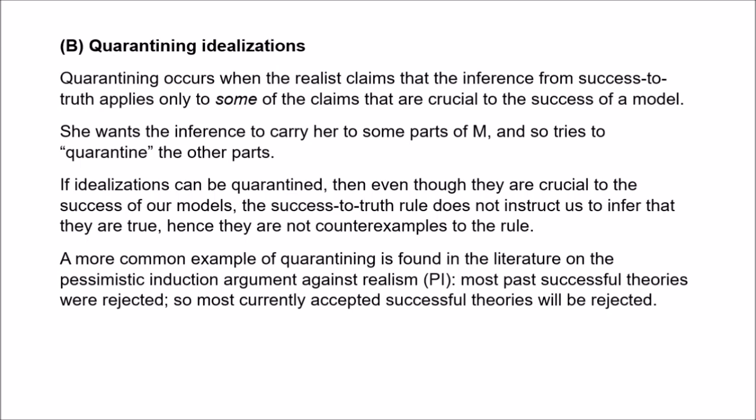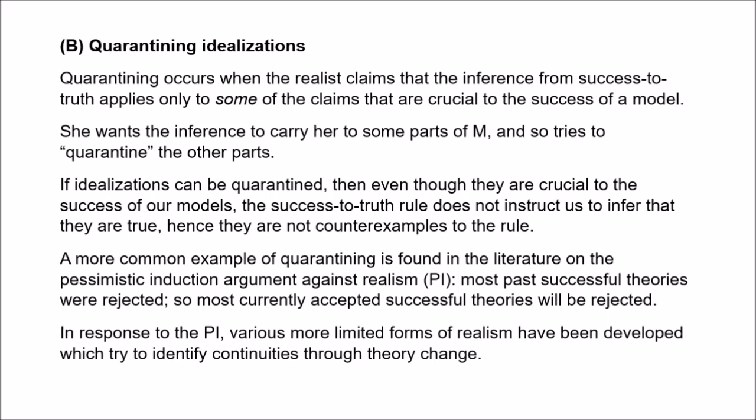So we might argue, many past theories were successful, but have been displaced. By induction, we should expect that currently accepted theories will be displaced in the future. Even if we don't endorse this inductive argument, it's clear that the historical record threatens the success to truth rule by providing examples of false but successful theories. And in response to this problem, a variety of more specific forms of realism have been developed which try to identify continuities in historical theory change. So here's a brief list.